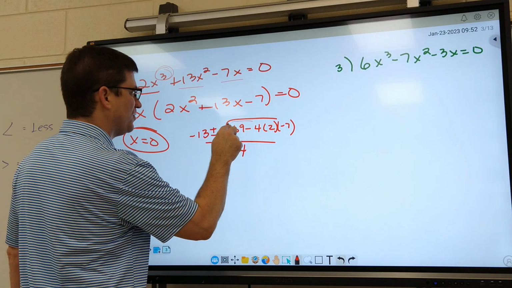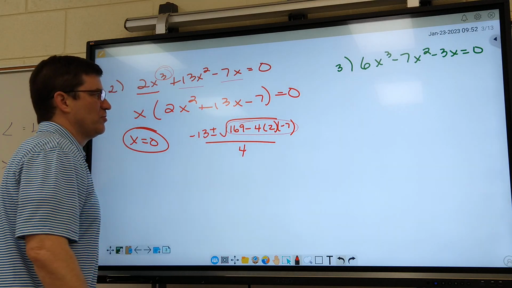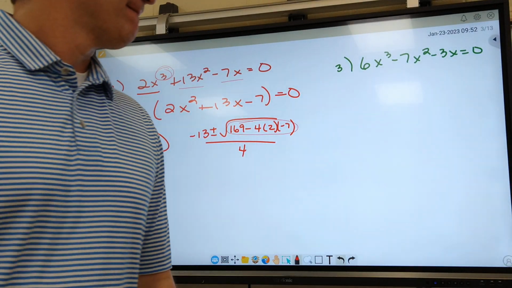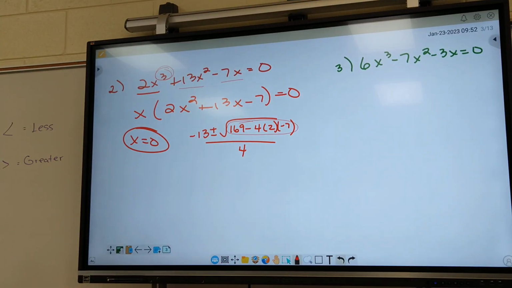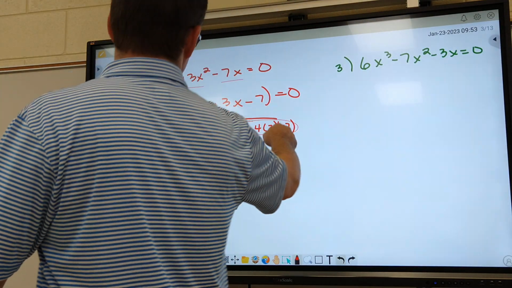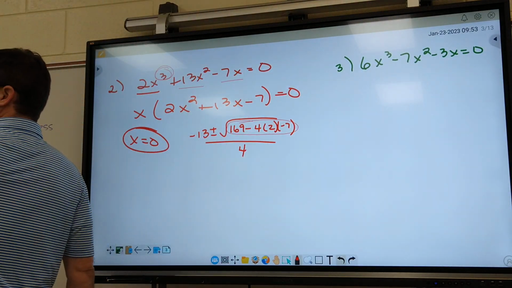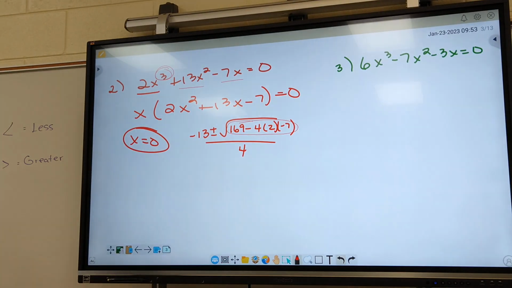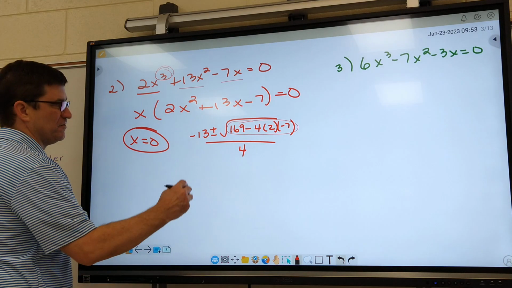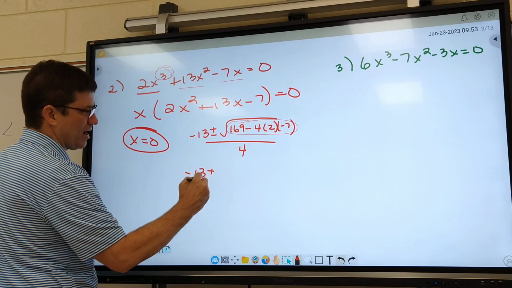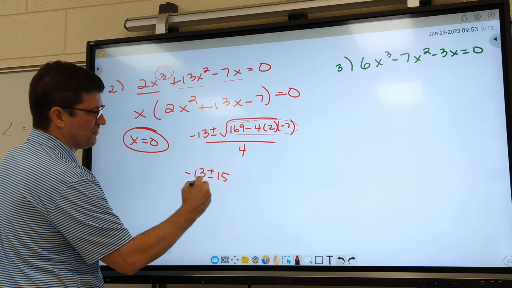Taylor Vaughn, type this in for me right here. Don't type the square root symbol. Let's see what you get. All right, so Taylor typed this in. She got 225. Check the board for your perfect squares. 225 goes to 15. So I got negative 13 plus or minus 15 over 4.